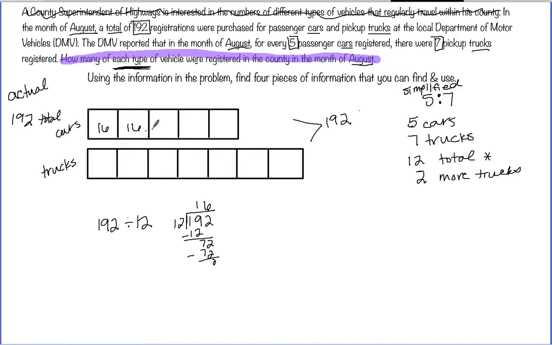So here I have 16, 16, 16, 16. Now I know that each box represents 16 cars. So I can take 16 and multiply it by 5. And I know that I get 80 cars. So that's one piece. So that's one type. And then I know that each of these is 16.